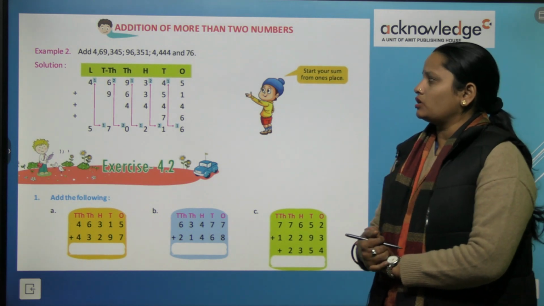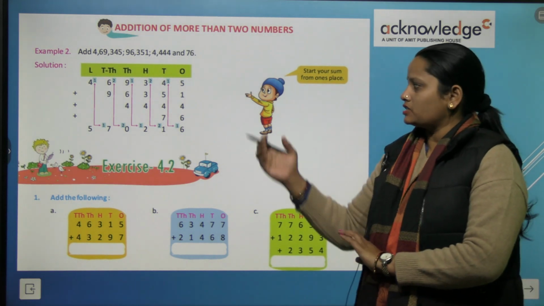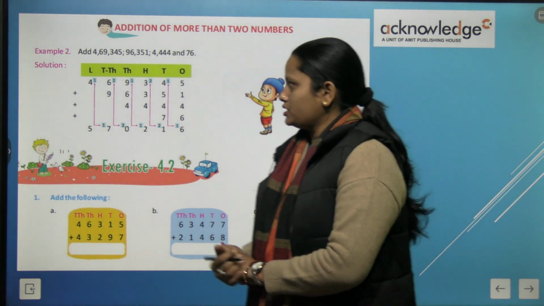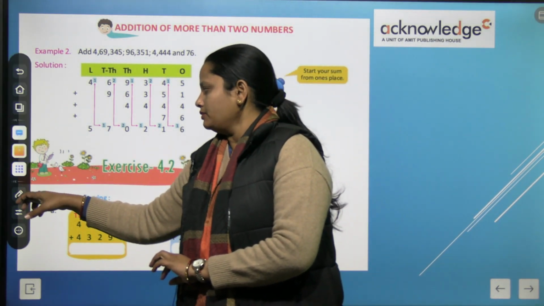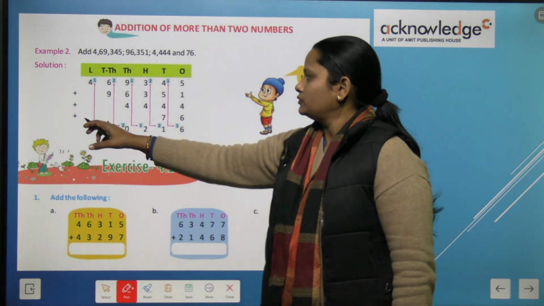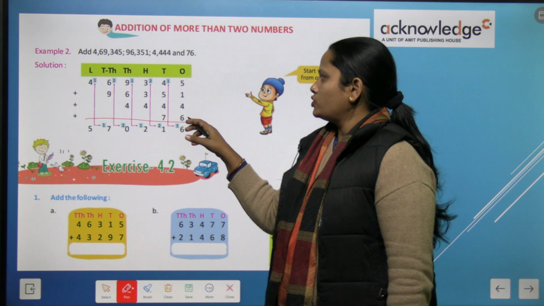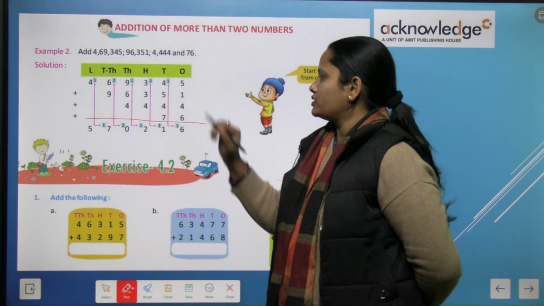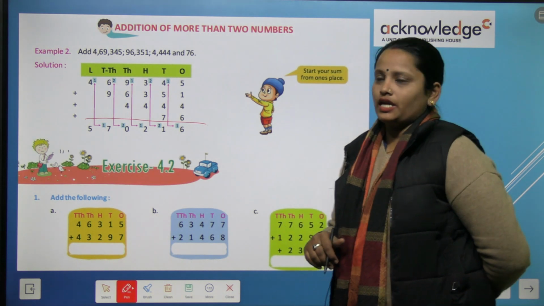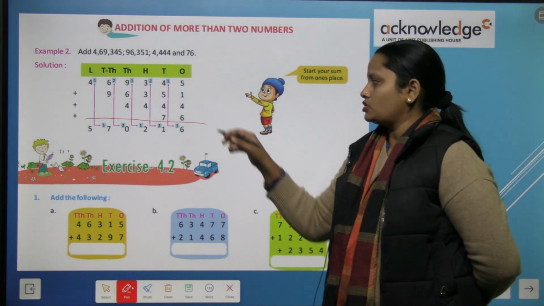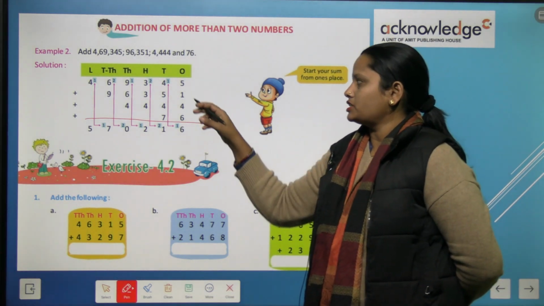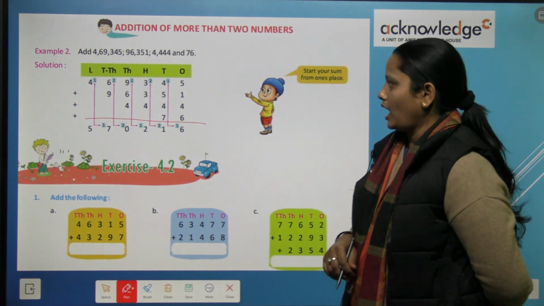Here you can see how we have added it. Addition of more than two numbers. अब दो से ज़्यादा numbers हैं यहाँ पे. Suppose 4 numbers दिए गए, 4 groups दिए हैं. How can we add it? Let's see. So this is our answer. So we have to add 5 plus 1 is 6 and 6 plus 6 is 12. 12 plus 8. 12 plus 4. 16. So 6 is written here, 1 is to be carried.